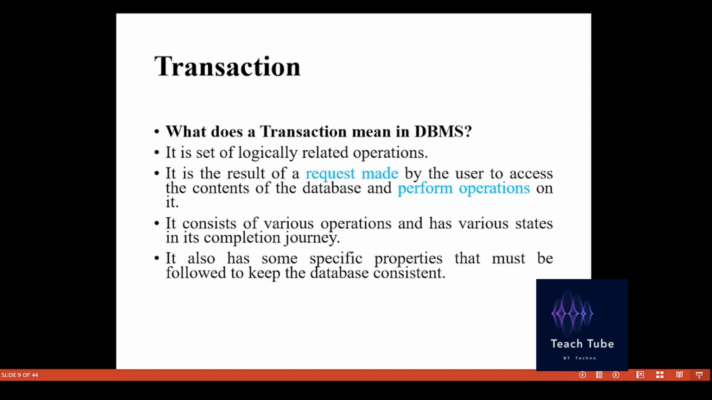So a transaction is a request or a set of requests or a set of logical operations. It consists of various operations and has various states in a completion journey. It also has some specific properties that must be followed to keep a database consistent. A database transaction is a unit of work in a database management system, treated in a coherent and reliable way, independent of other transactions.